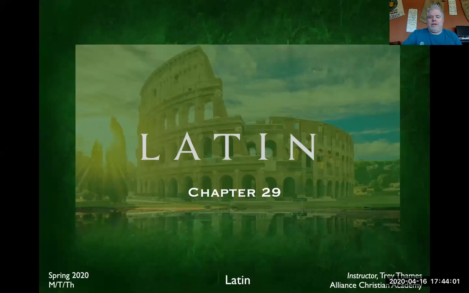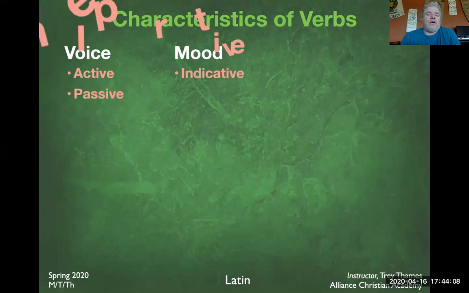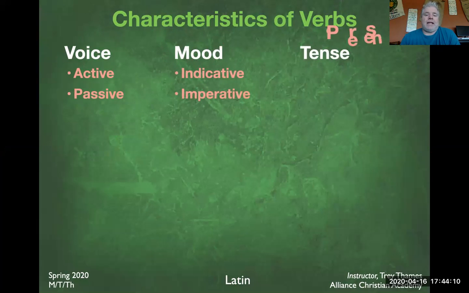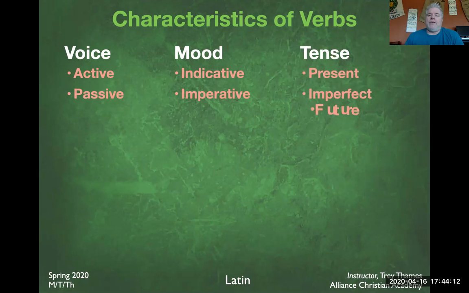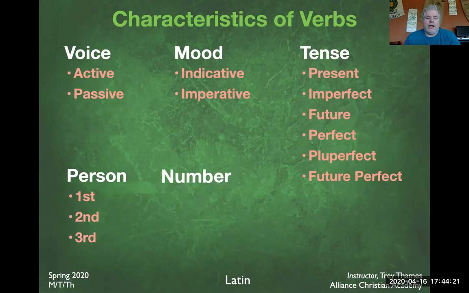All right, so here it is, chapter 29. Let's take a look at this. If you remember, we looked at the characteristics of verbs. Last week we reviewed them. We've learned things over the last couple of years: voice, active and passive, mood, indicative, imperative, all six tenses: present, imperfect, future, perfect, pluperfect, and future perfect.